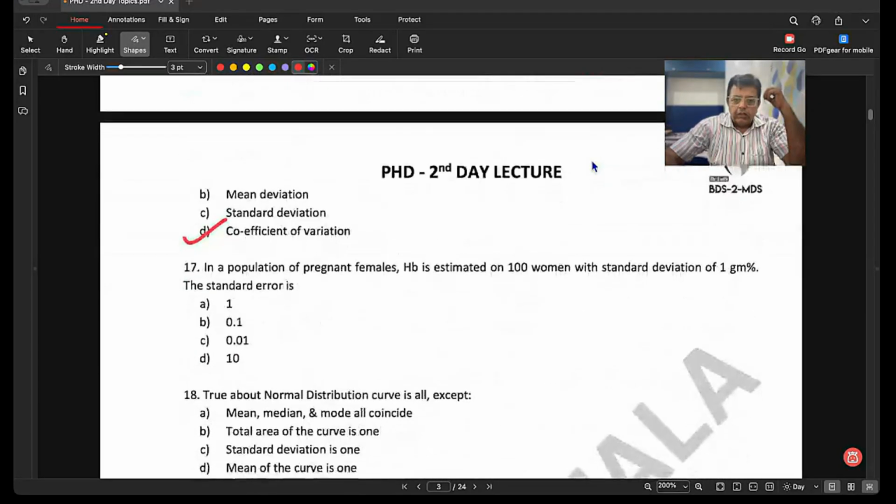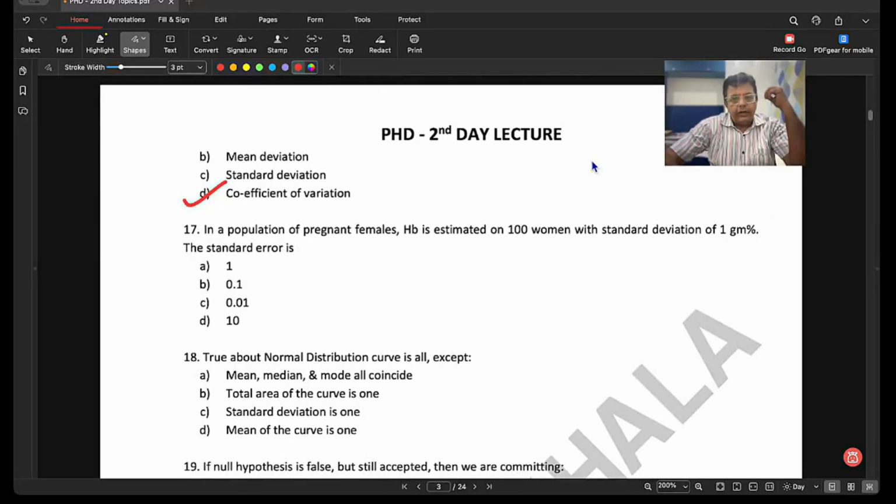Now question number 17 and 18. In a population of pregnant women or females, hemoglobin is estimated in 100 women with a SD of 1 gram percentage. What will be the standard error? It's very straightforward. 18 also, please mark what is false about normal distribution curve. That means there are three statements which are true and one is a false statement. So please mark both 17 as well as 18.